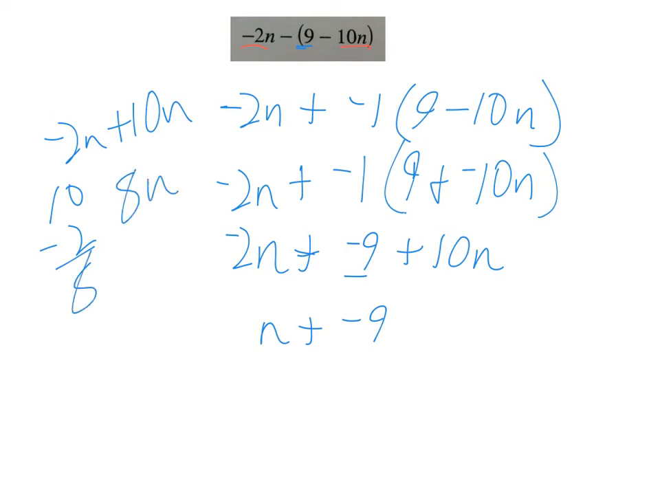And when I go back and look at the sign, the negative 2 has a lower absolute value than the 10. So the 10 has a higher absolute value, so its sign is positive. So I say positive 8n. So my answer becomes 8n plus negative 9, which can be rewritten as 8n minus 9.